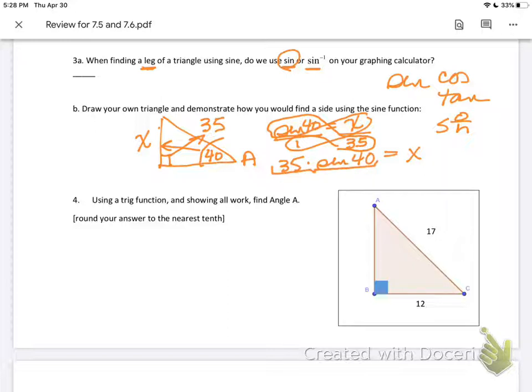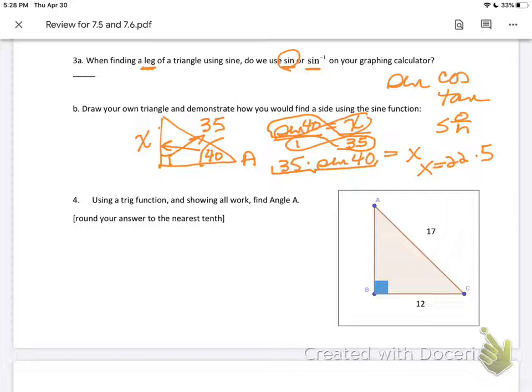In your graphing calculator, let's put this example. 35 times the sine of 40, not sine negative 1, but just sine, and I'm getting x equals, rounding it to the nearest tenth, 22.5. So you should be verifying this with your calculator so that you also get to reinforce your rounding.